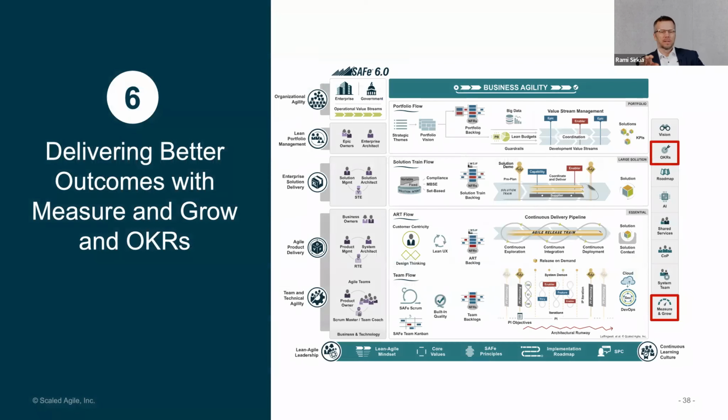The last of these 6 themes is then delivering better outcomes with the metrics and OKRs. Quite a few companies are nowadays using OKRs. Quite often they are a bit isolated, separated from the content management. You remember my background in finance. I don't want to have 2 different management systems, one for budgeting and one for content management.